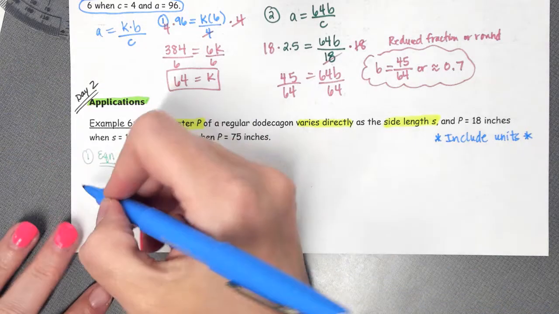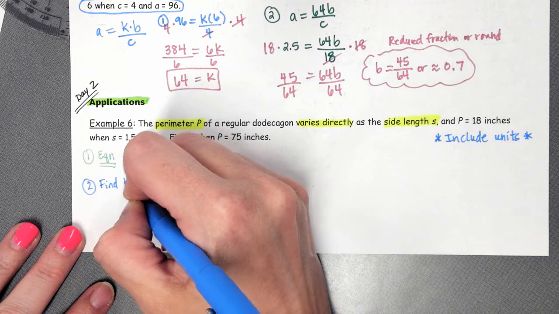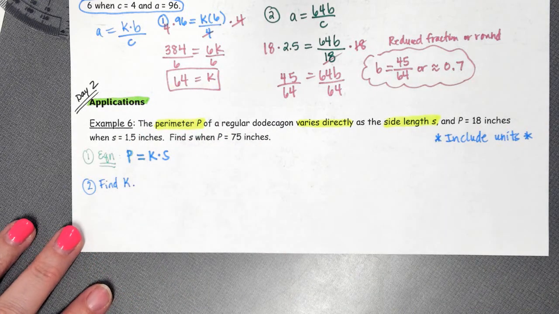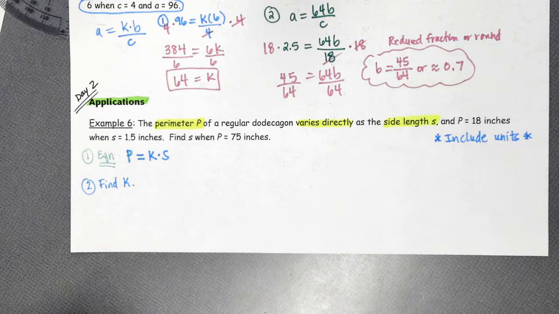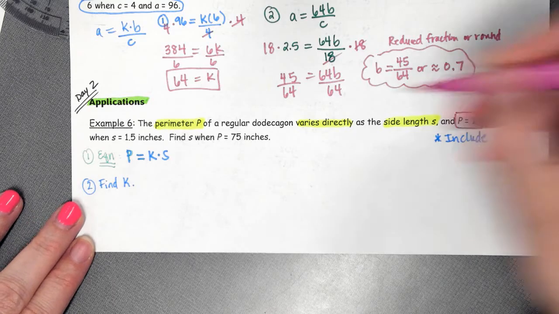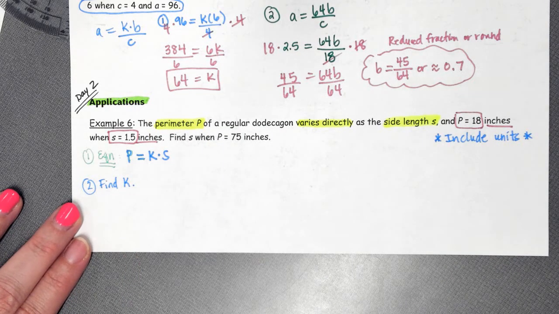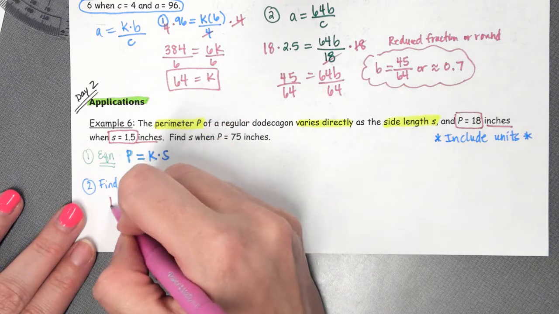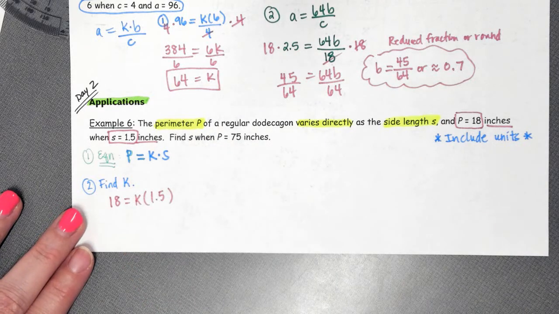Do you guys remember what K is called? Yep, the constant of variation. So we're going to find K. So sometimes in your homework, they're going to ask you to find the constant of variation. They're just telling you to find K. All right, so then what we're going to do is we're going to take what they give us. P is your 18, S is 1.5. Notice the units, right? So when we're finding S, we know that our units are going to be in inches. So if P is 18 and S is 1.5, we're going to plug those in and then solve for K.